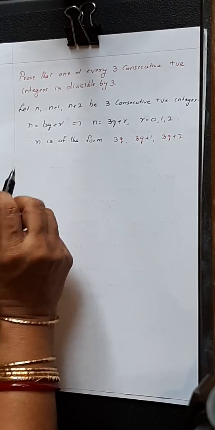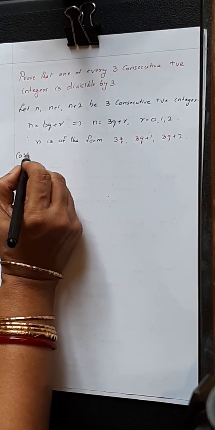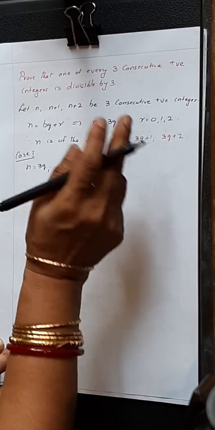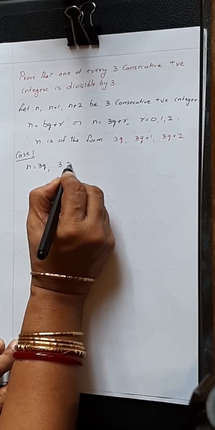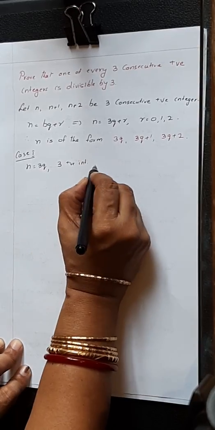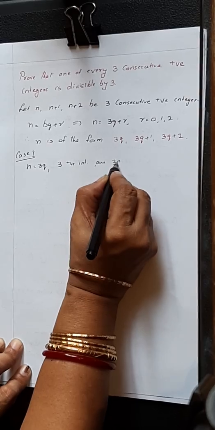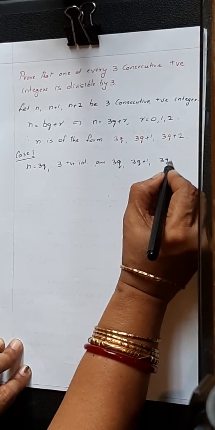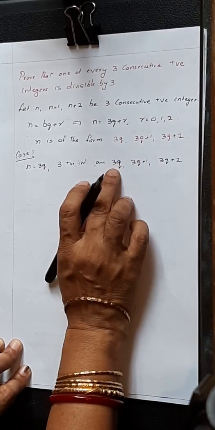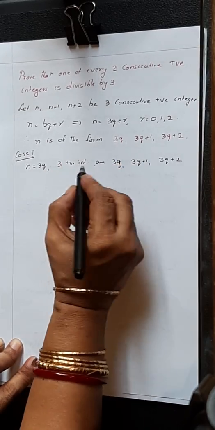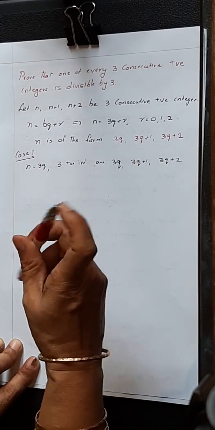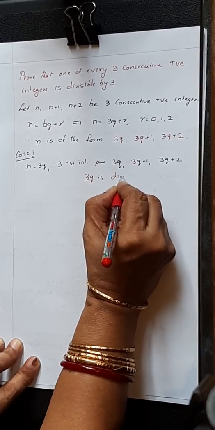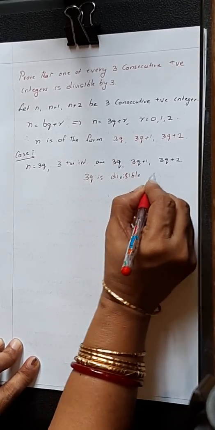Now case 1, when n is equal to 3q, the 3 positive integers are 3q, 3q plus 1 and 3q plus 2. If you see here, only 3q is divisible by 3. So here 3q is divisible by 3.